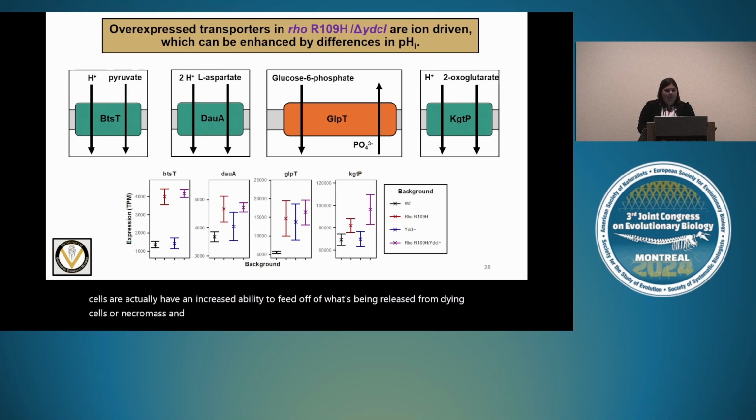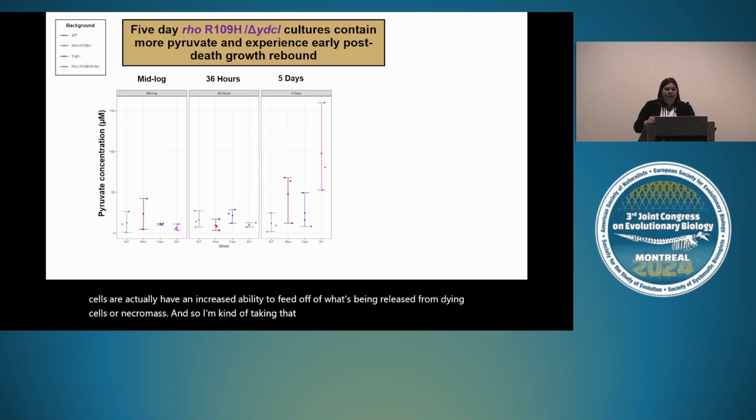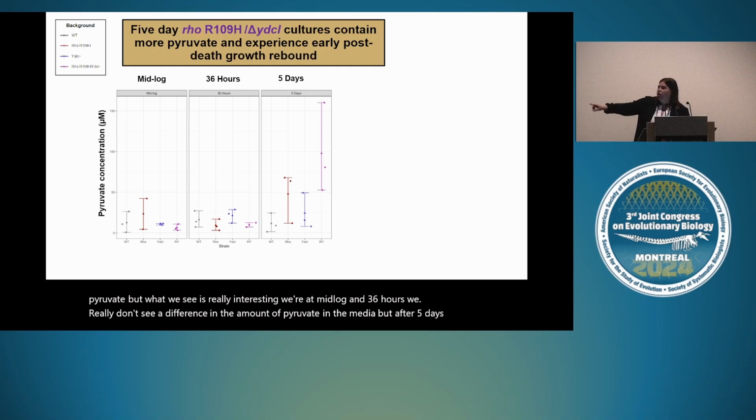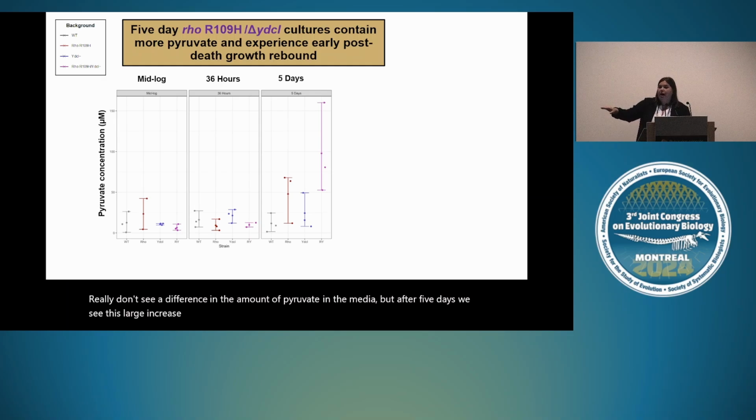And so I'm taking that forward, and I'm measuring these resources in spent media in the cultures of our mutants over time. All I have to show you today is pyruvate, but what we see is really interesting, where at midlog in 36 hours, we really don't see a difference in the amount of pyruvate in the media, but after 5 days, we see this large increase in the amount of pyruvate in the double mutant cultures.